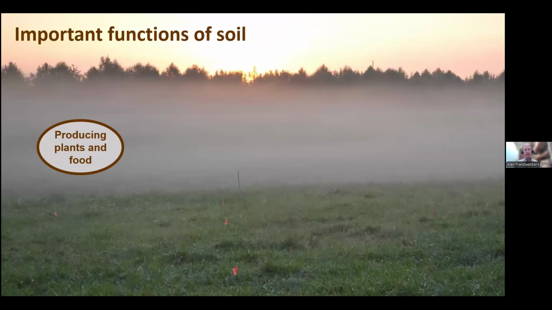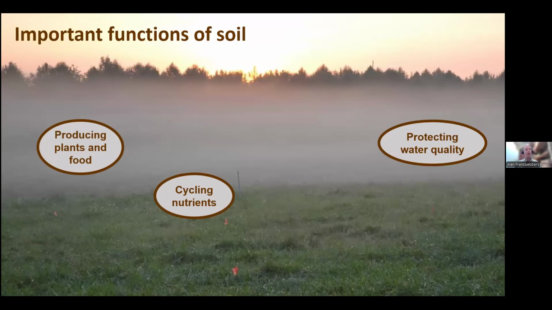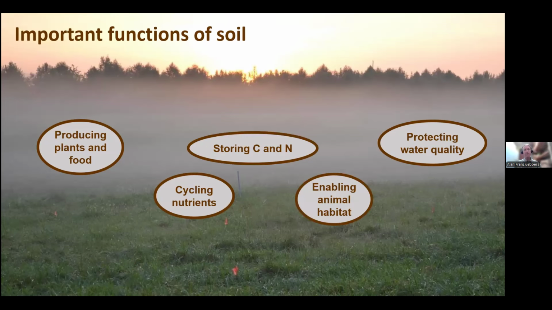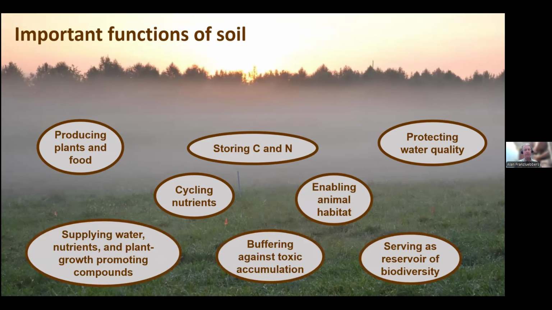And we should understand that we should be within balance within our ecosystem boundaries. But we also want to cycle nutrients and protect water quality. Soil is important for doing that. The soil should be able to store carbon and nitrogen and enable an animal habitat, whether that's for those that can crawl around or run around on the soil, or are just simply basically stationary within the soil. And so that animal habitat is important.